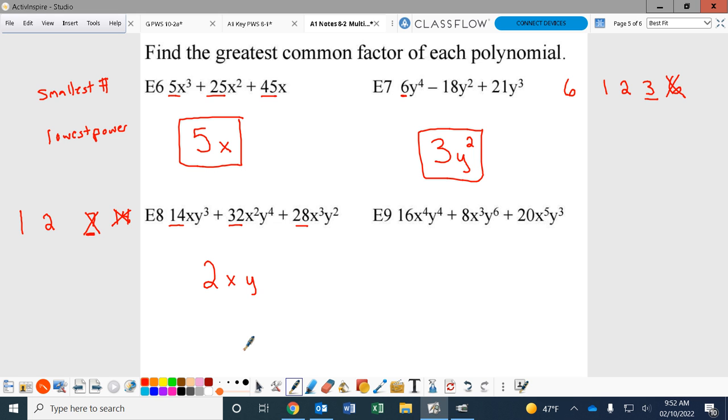What is the lowest power on all of your x's? 1, and guys, if it's 1, we don't write anything, so it'd just be x. What is the lowest power on all of your y's? 2. There's your GCF.